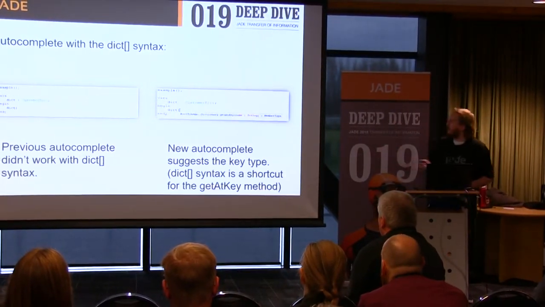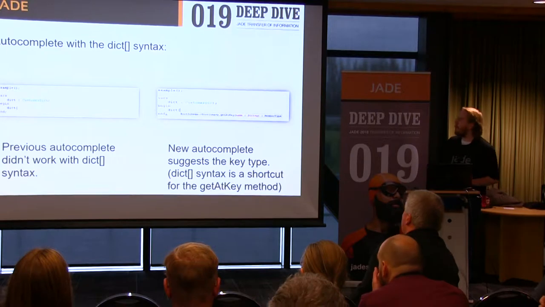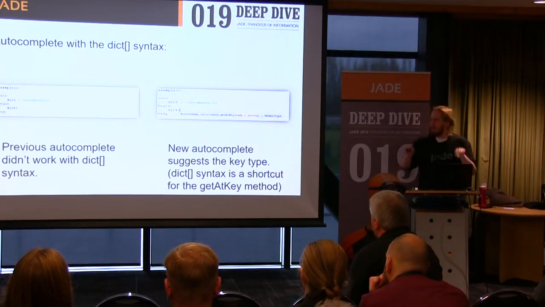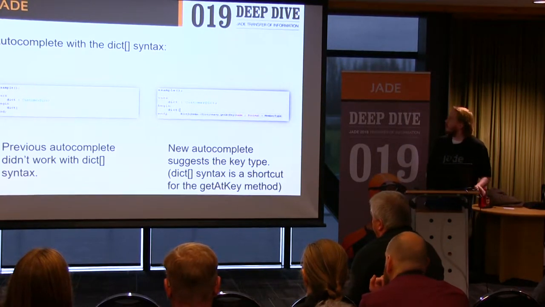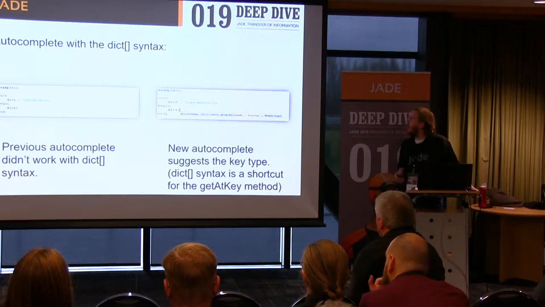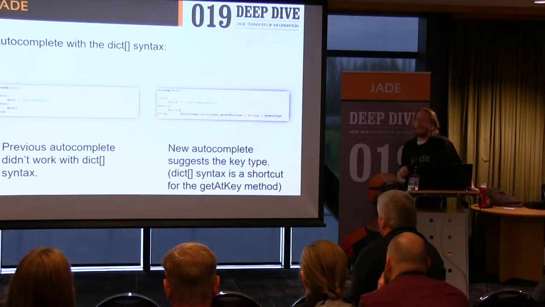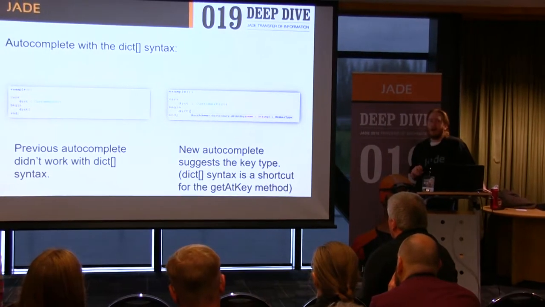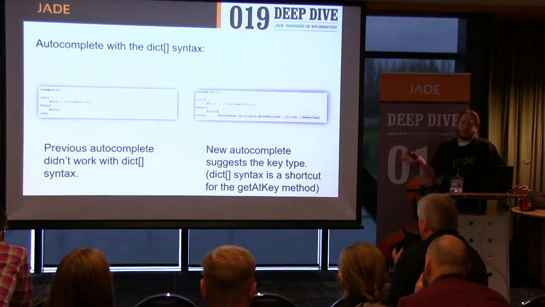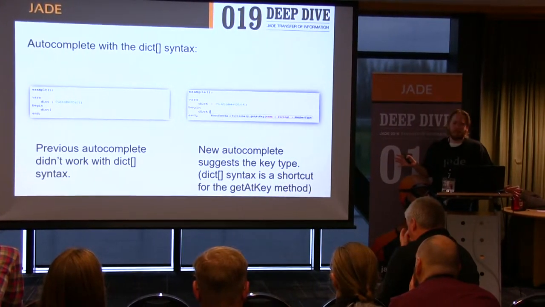Next thing with getAtKey is probably all very familiar with the square bracket syntax for dictionaries, the kind of like index lookup. That's actually exactly the same as a getAtKey method call. Really it's just syntactical sugar. You can save yourself a bit of typing.